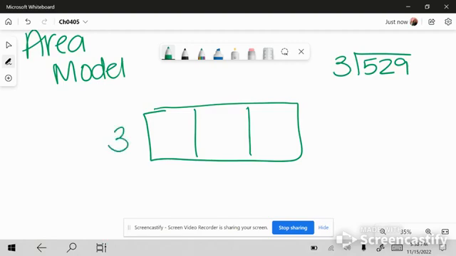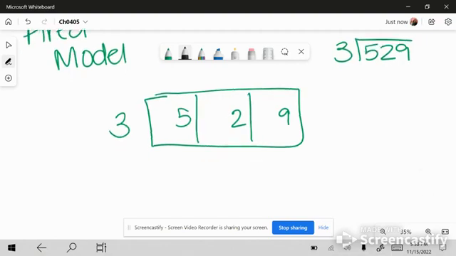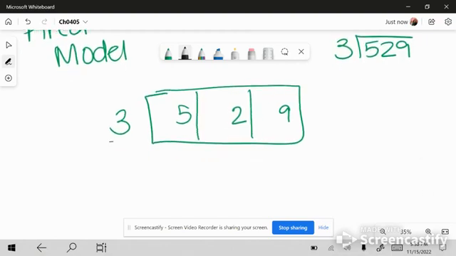Okay, so on this one, instead of our expanded form, we're going to put the 5, the 2, and the 9 in the box. And I put these on the far right because we need to have room for our numbers to regroup. All right, so my first thing I've been having the students do in class is taking our divisor and writing out our multiples. So we write 3, 6, 9, 12.